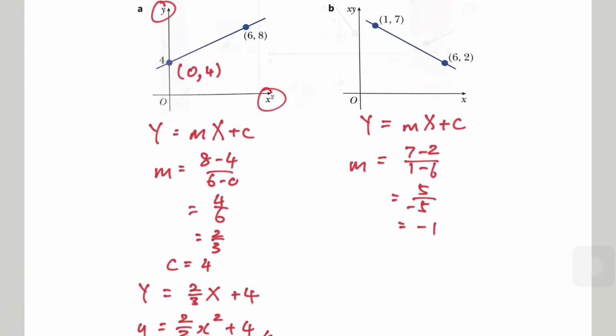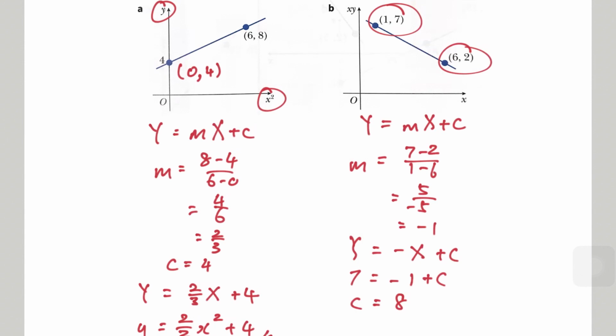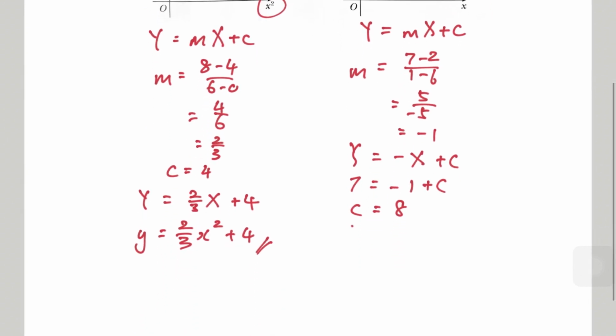So in order for us to find the y-intercept, I need to substitute back to the capital Y equal to negative capital X plus c. So take note, what do you substitute to the capital X and Y? It will be these coordinates, either this 1, 7 or 6, 2. Okay, so taking 1, 7, I will substitute 7 for the Y equal to negative 1 plus c. So my y-intercept is 8. So rewriting the equation, I have capital Y equal to negative capital X plus 8.